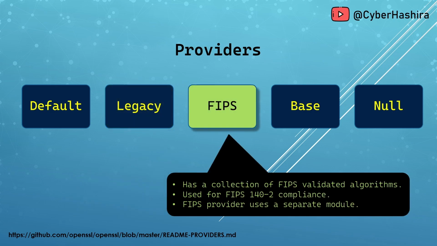FIPS provider is used when FIPS compliance is desired. When an application uses FIPS provider, it can only use algorithms that are FIPS compliant. For example, your application can use AES or DES3 algorithm for encryption, but it will not be able to use DES key. OpenSSL uses a separate module or library for FIPS. This module is not installed by default. The FIPS module of OpenSSL version 3.0.8 is certified by NIST.